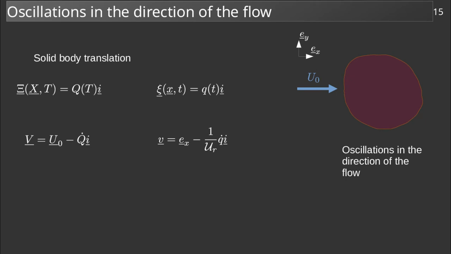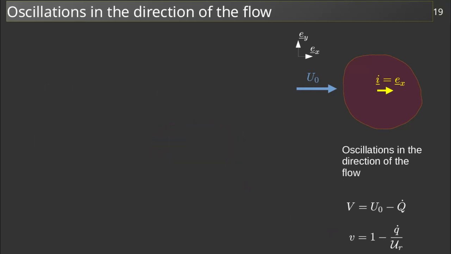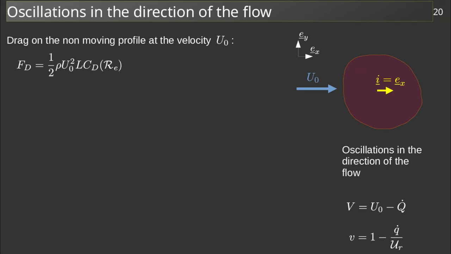First of all, let us consider an oscillation in the direction of the flow. I is thus ex. The relative velocity is therefore also directed along ex and is u0 minus q dot. In dimensionless form, this gives 1 minus q dot on ur. If the solid is stationary, the fluid force is equal to 1/2 of rho u0 squared times the drag coefficient. We recall that this coefficient is a function of the Reynolds number. In dimensionless form, the fluid force is equal to 1/2 of CD.